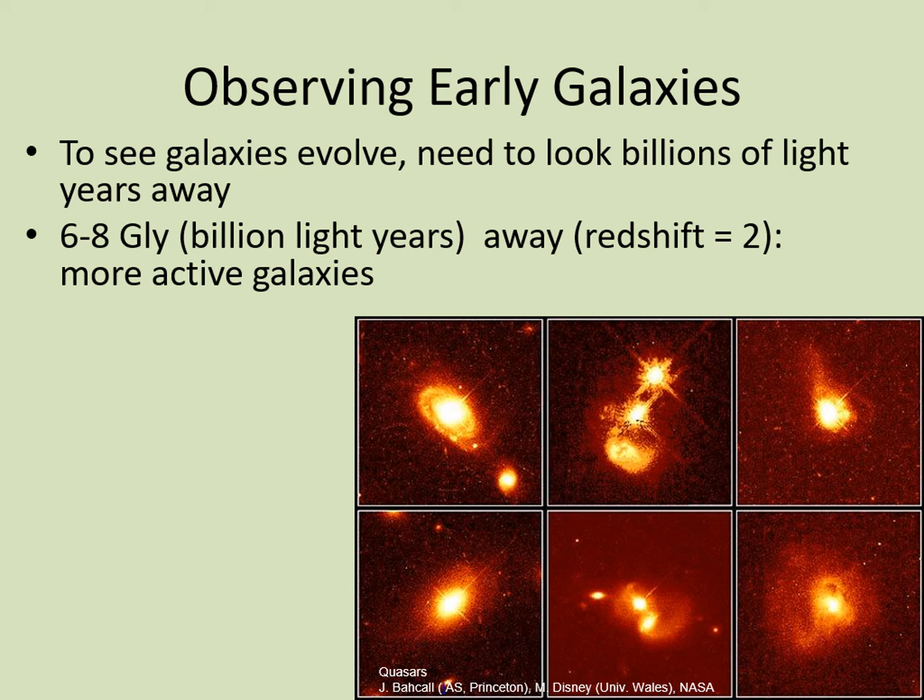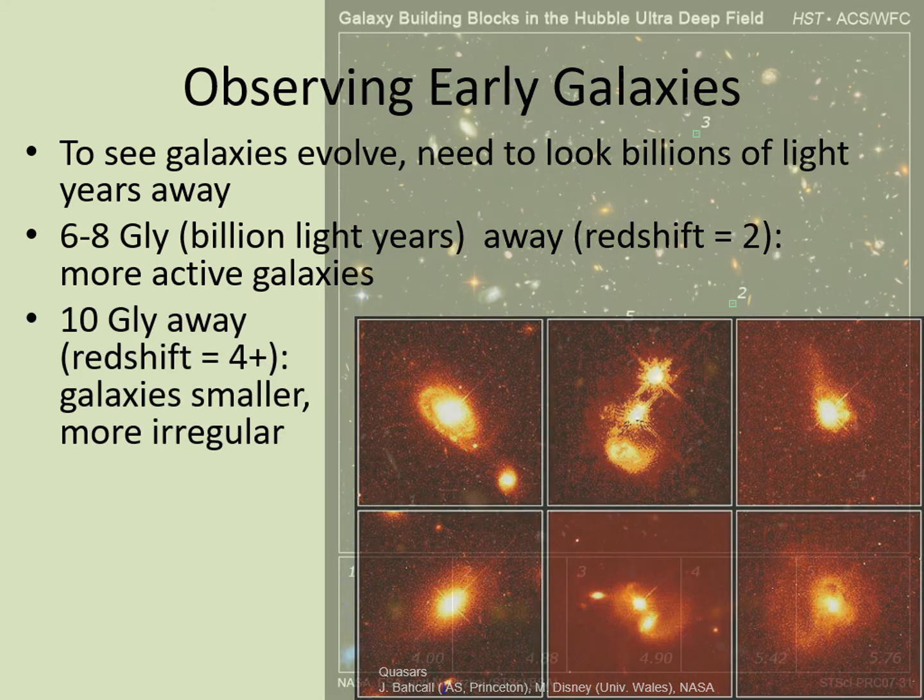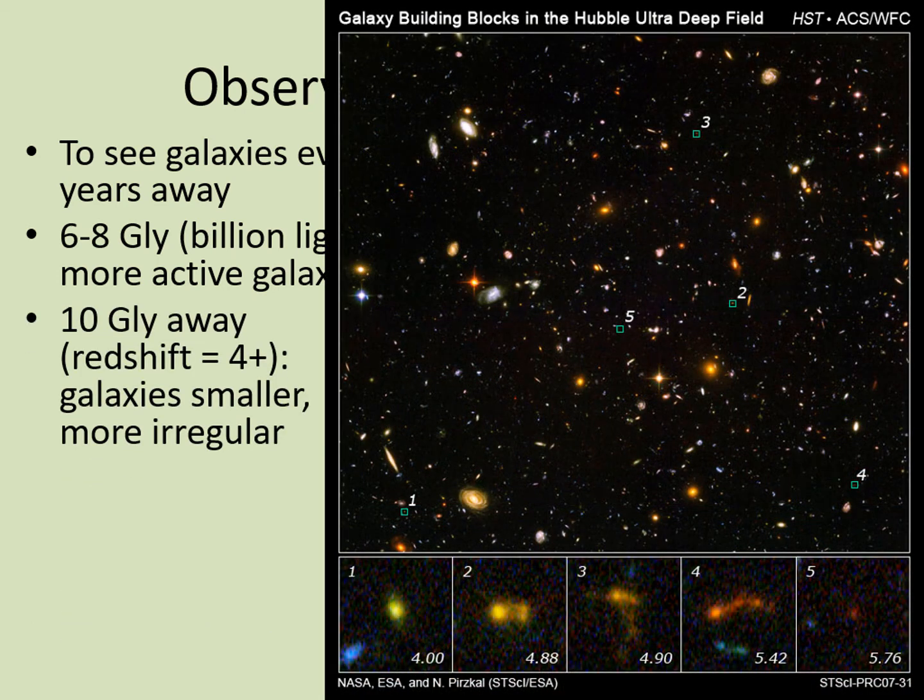Later in this chapter, we'll look more closely at active galaxies and see what this implies about these galaxies and their evolution. In this ultra-deep field image from Hubble Space Telescope, we can see galaxies that are closer to 10 billion light years away. Here, most of the galaxies we observe are much smaller and more irregular than galaxies we see today. Finally, there is one other important set of observations we can do on early galaxies.